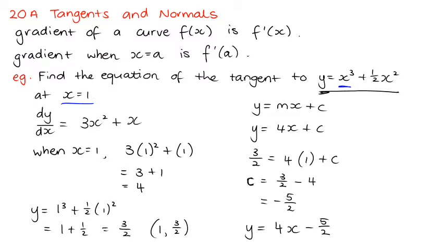So all you're doing is, like normal, you find the derivative that gives you the gradient of the function at any point. You want to know it for one certain x point, so you sub in that x value to find the gradient at that point. From there on, it's just a case of linear equations. So you chuck in your m, you find your x and y coordinate, you chuck those in, you solve for c, and that's it. Okay.